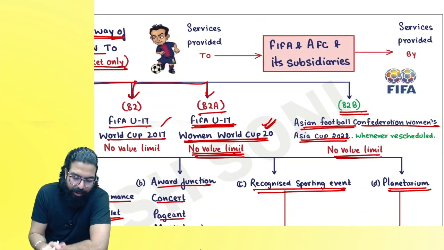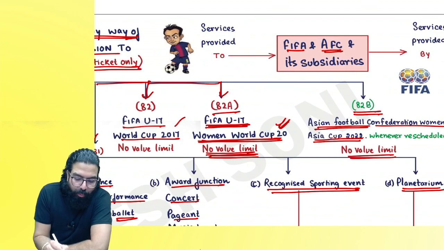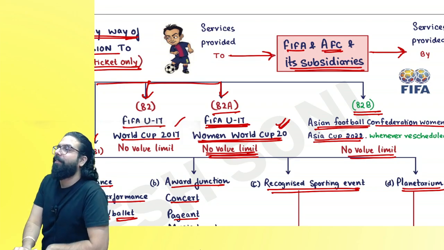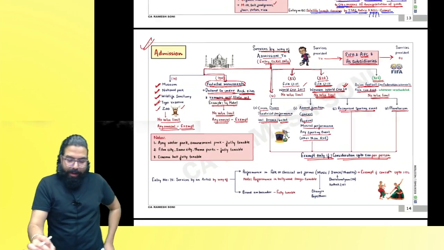Then, sir, one more point over here: FIFA or the Asian Football Confederation and its subsidiaries, whenever they are taking any services or providing any services, GST has been exempted on those services. Okay, sir, point is clear.